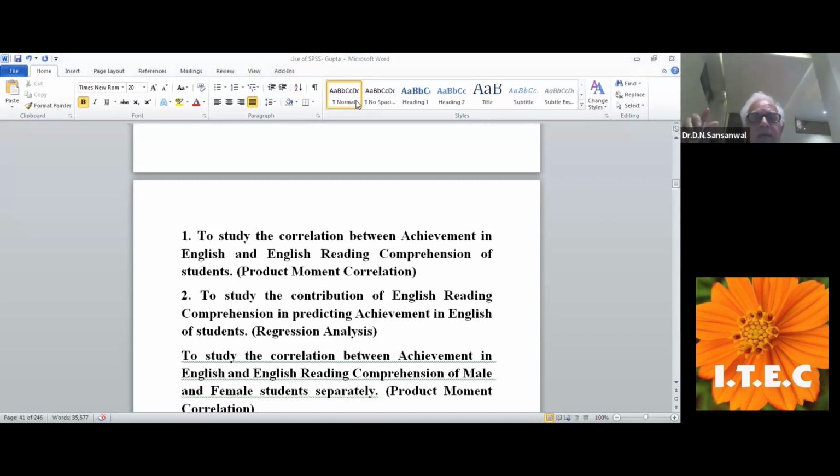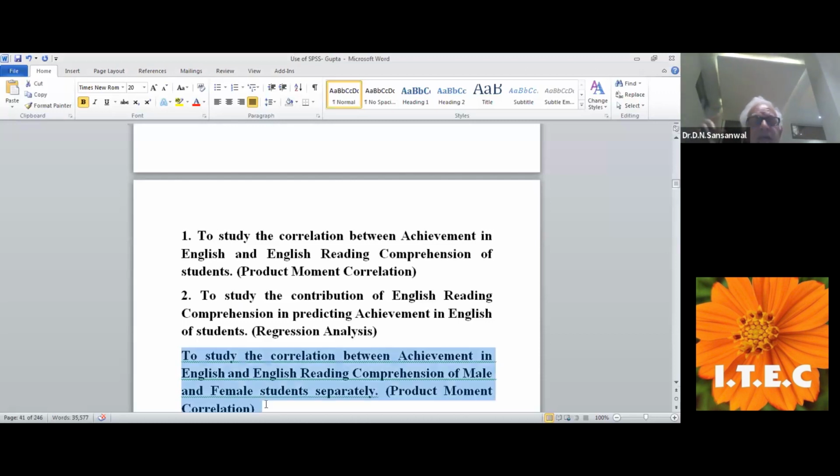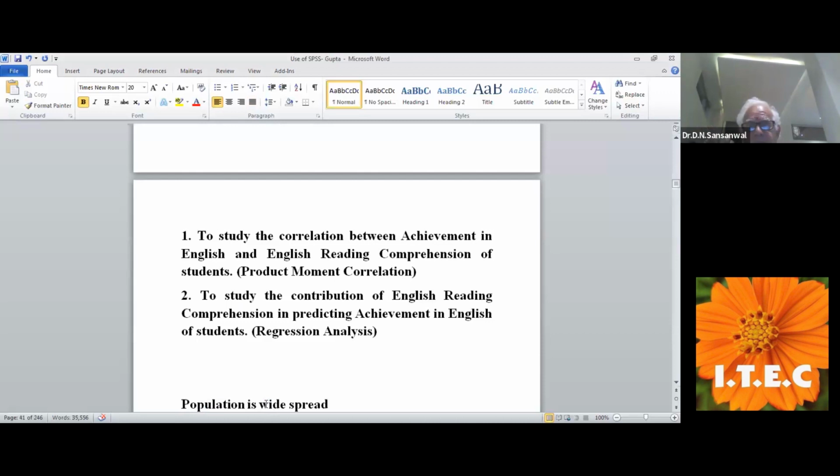Is that okay, Patnaik? You want more examples? I can give more examples, no problem at all. Yes, sir, should I give more examples, or have you understood?